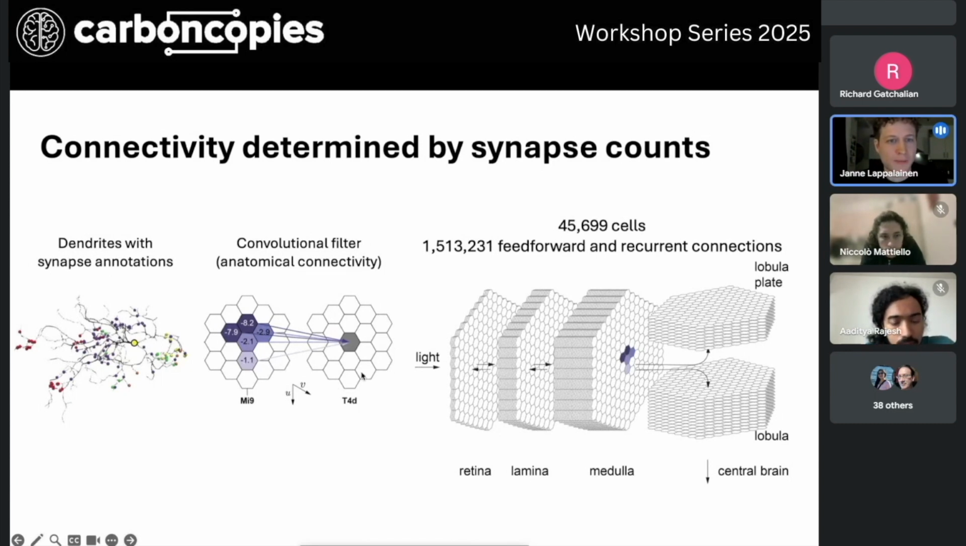And this is a convolutional filter because the visual system is very crystalline. So if we move down basically one T4D cell to the bottom, then this connectivity pattern would also largely be preserved. That has actually been studied and reported, that there's very little variability. So that's a nice feature, because that tells us that these neurons compute like a convolutional neural network, basically. And this is what we make use of.